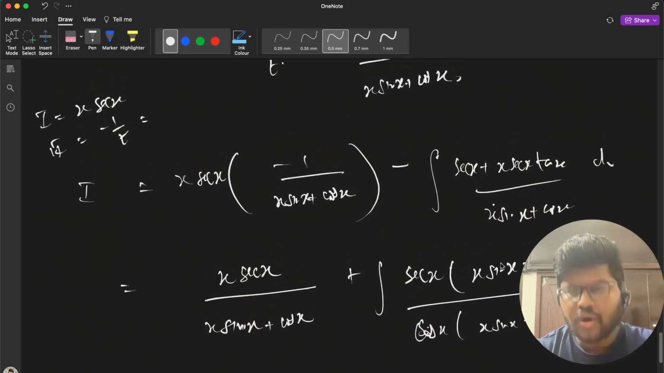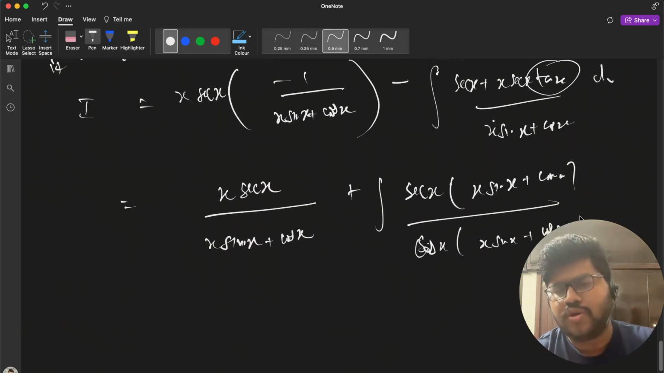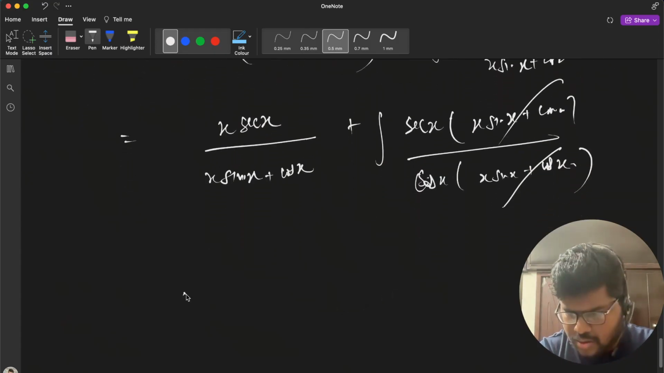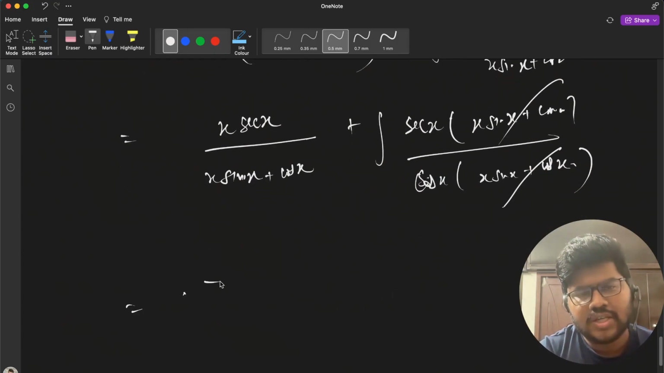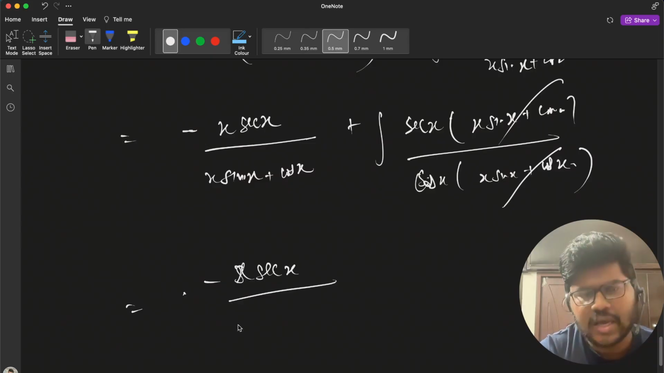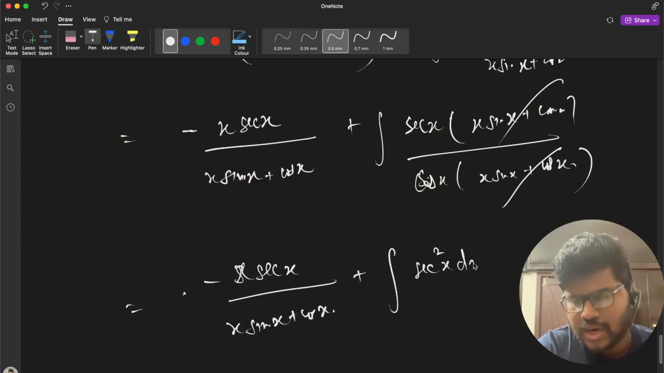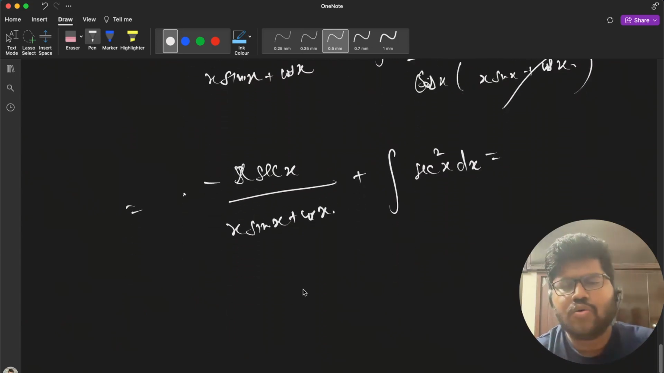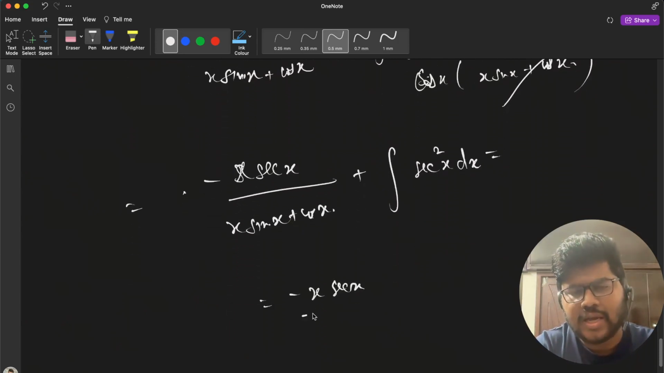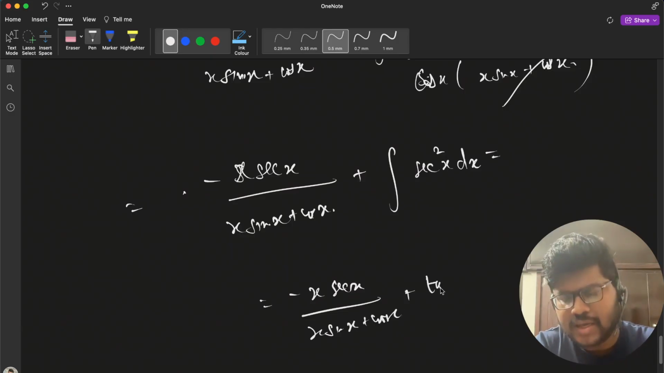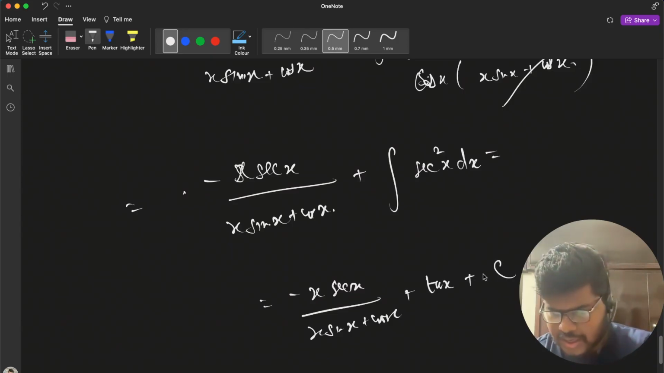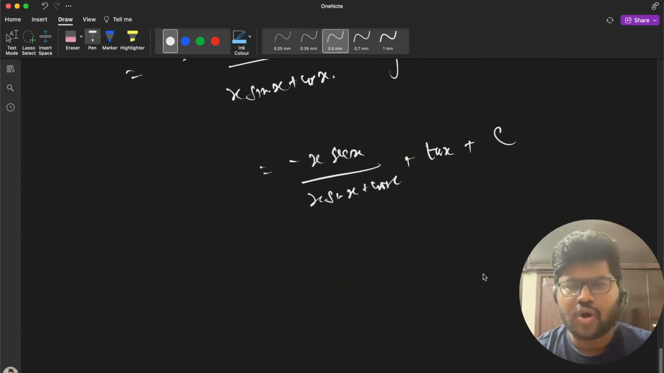Because here we have tan x, so this cancels. This becomes minus. Here we take the sign. This is minus, so this is x sec x upon x sin x plus cos x, plus the integration of sec square x dx, which is equal to minus x sec x upon x sin x plus cos x plus tan x plus c. So in this way we have solved the problem.